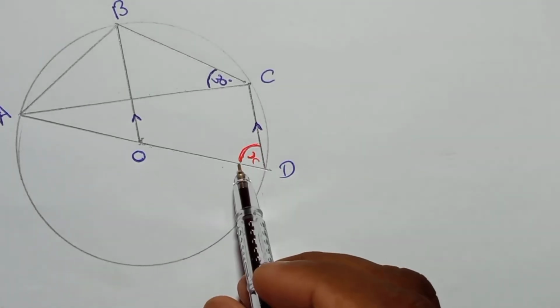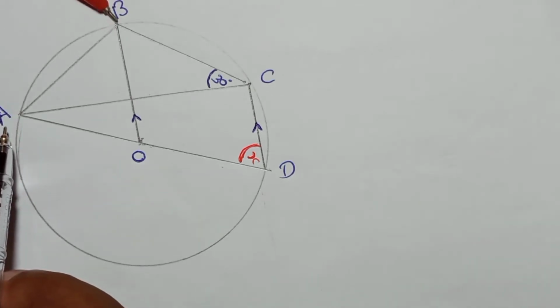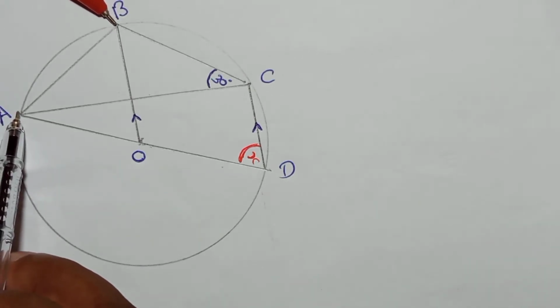Here we need to find the value of x, right? Here, very simple one actually. This is very simple if you remember this theorem, right? Now think, a and b on the circumference of the circle, right?